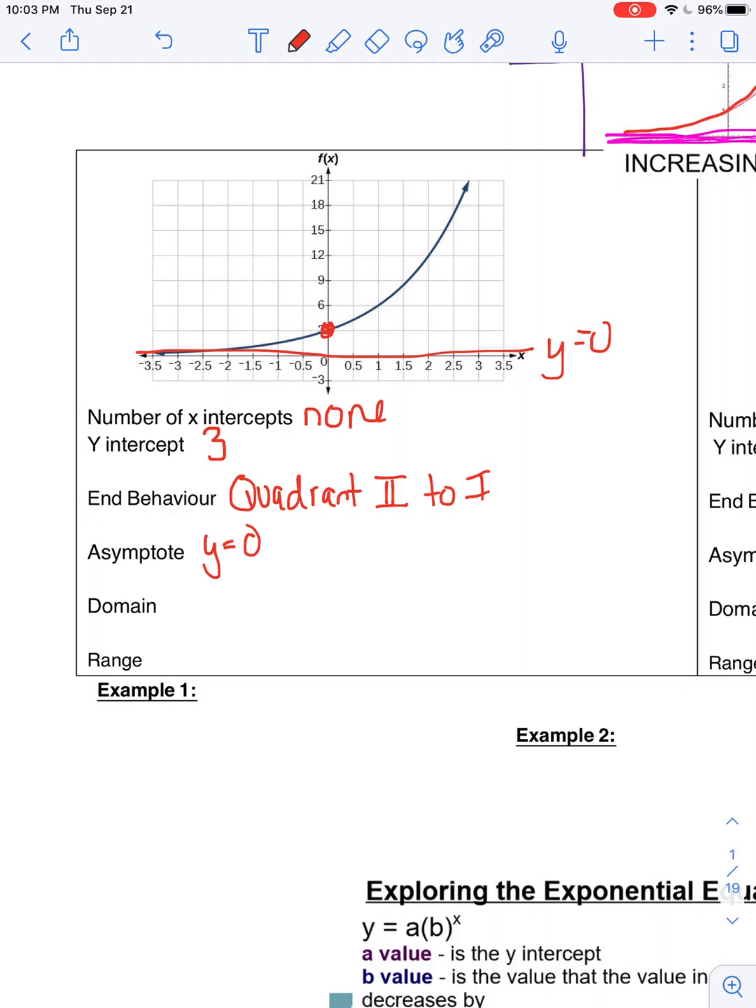When you look at the domain, it does extend forever to the left and the right, so it would be any real number. And then when you look at the range, we can see it's going up forever, so we would just say y is greater than 0, where y is any real number. It's not going to equal 0 because it's never actually going to touch that x-axis. It's just getting really close forever, infinitely closer.